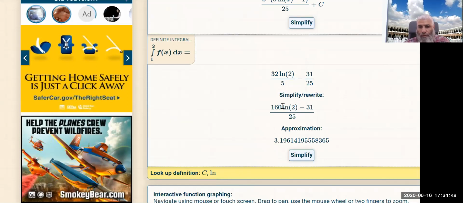7 over 3 minus 7 over 3. No, this is not our answer.